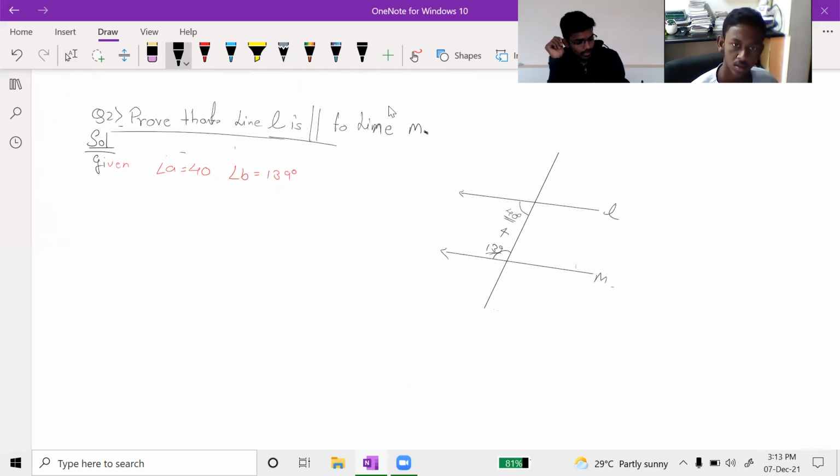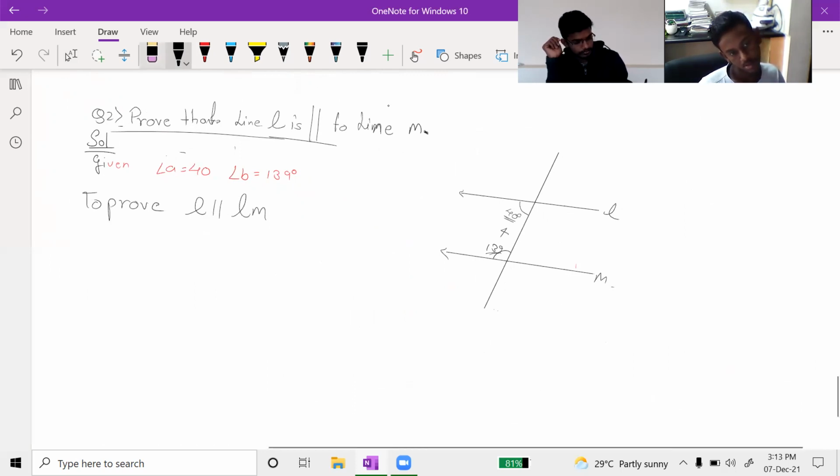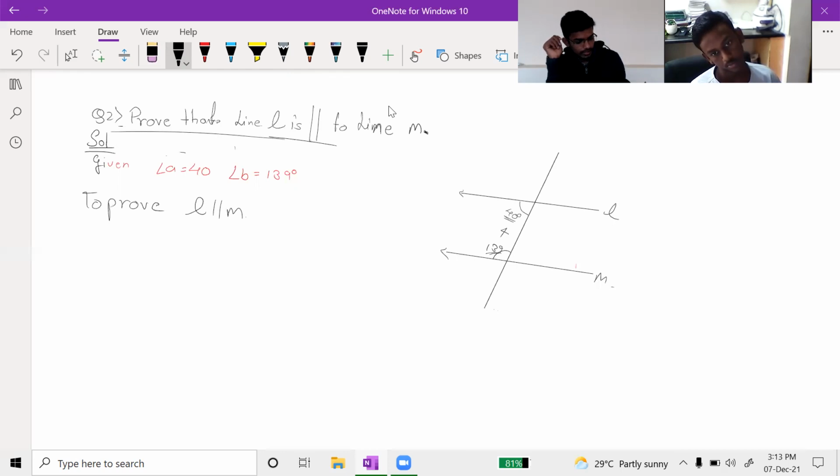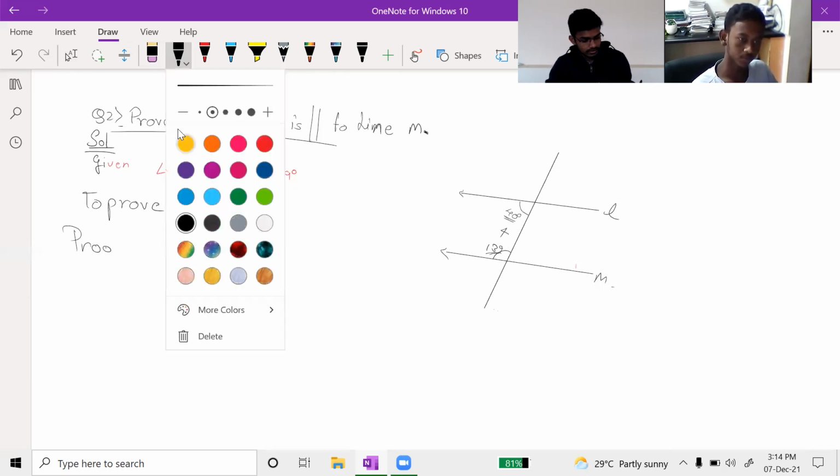We have to prove that line L is parallel to line M. We have to prove this. Let us see whether we can prove it or not. We are just checking whether we can prove it or not. Proof. How to do the proof? It is very simple.